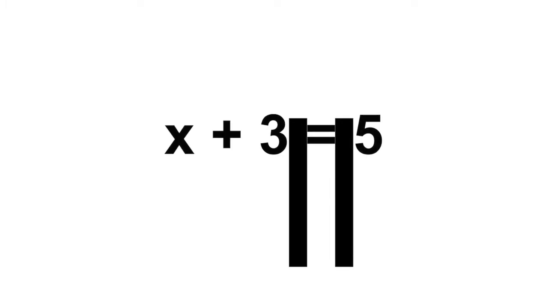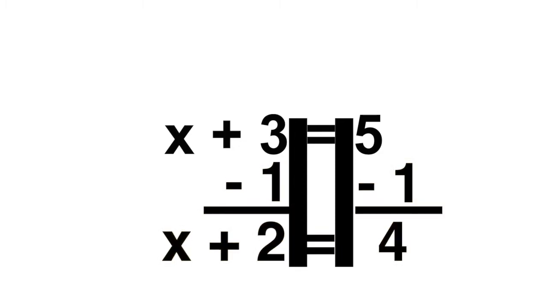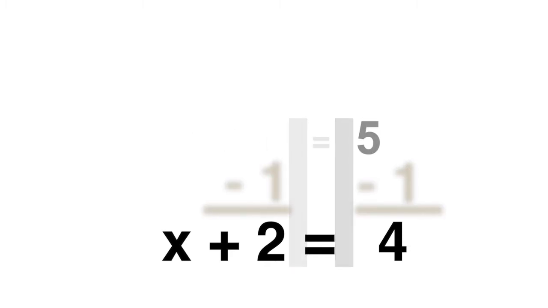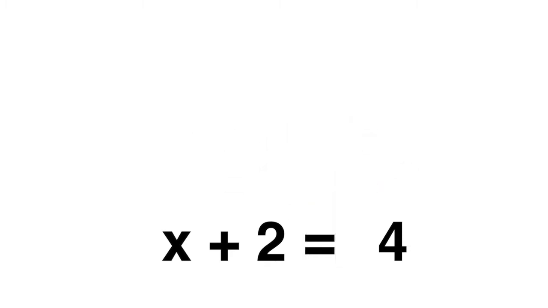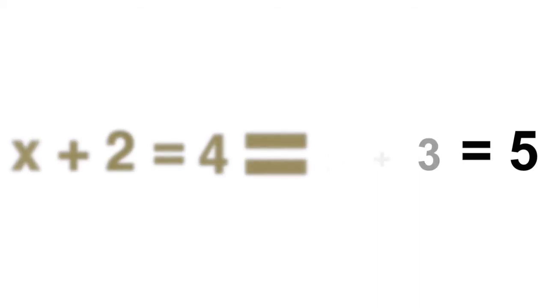So, let's subtract 1 from our equation on each side. Alright? So now we have x plus 2 equals 4. That equation is the same thing as x plus 3 equals 5. So in order to get x by itself, we need to do something to both sides.